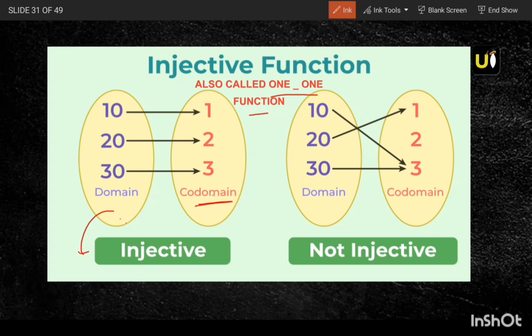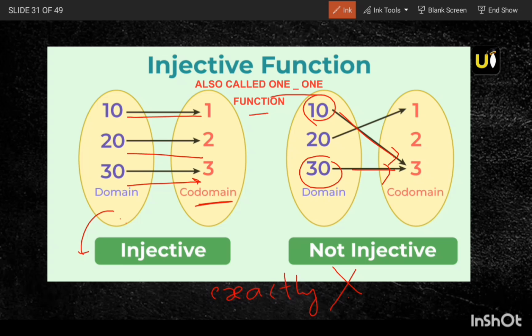So here we are given an example. 10 is mapped to 1, 20 is mapped to 2, 30 is mapped to 3. But in the second example, both 10 and 30 are mapped to 3. So this is not an injective function. Every element in the domain is mapped exactly to a single one, and that is unique for every element in the domain.